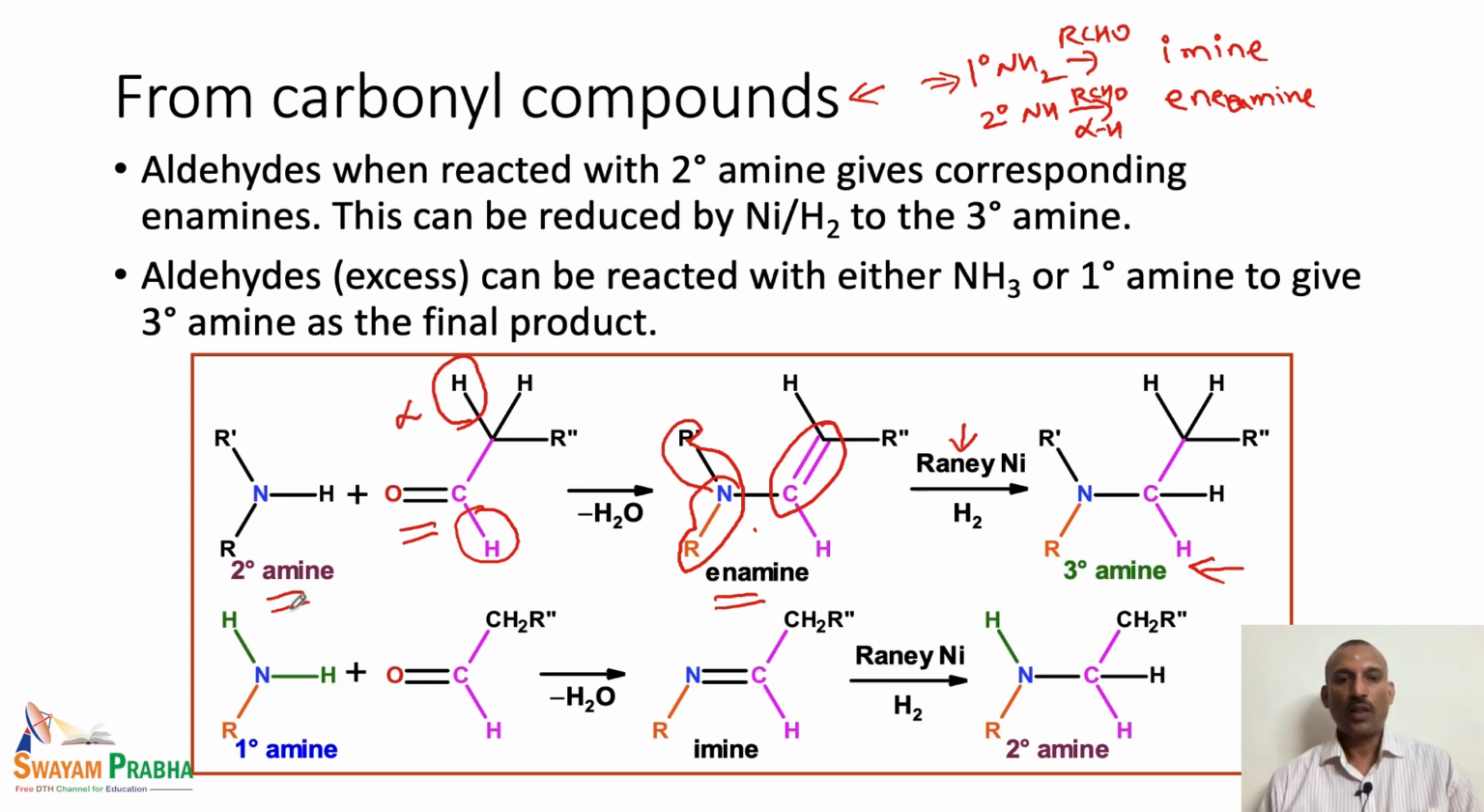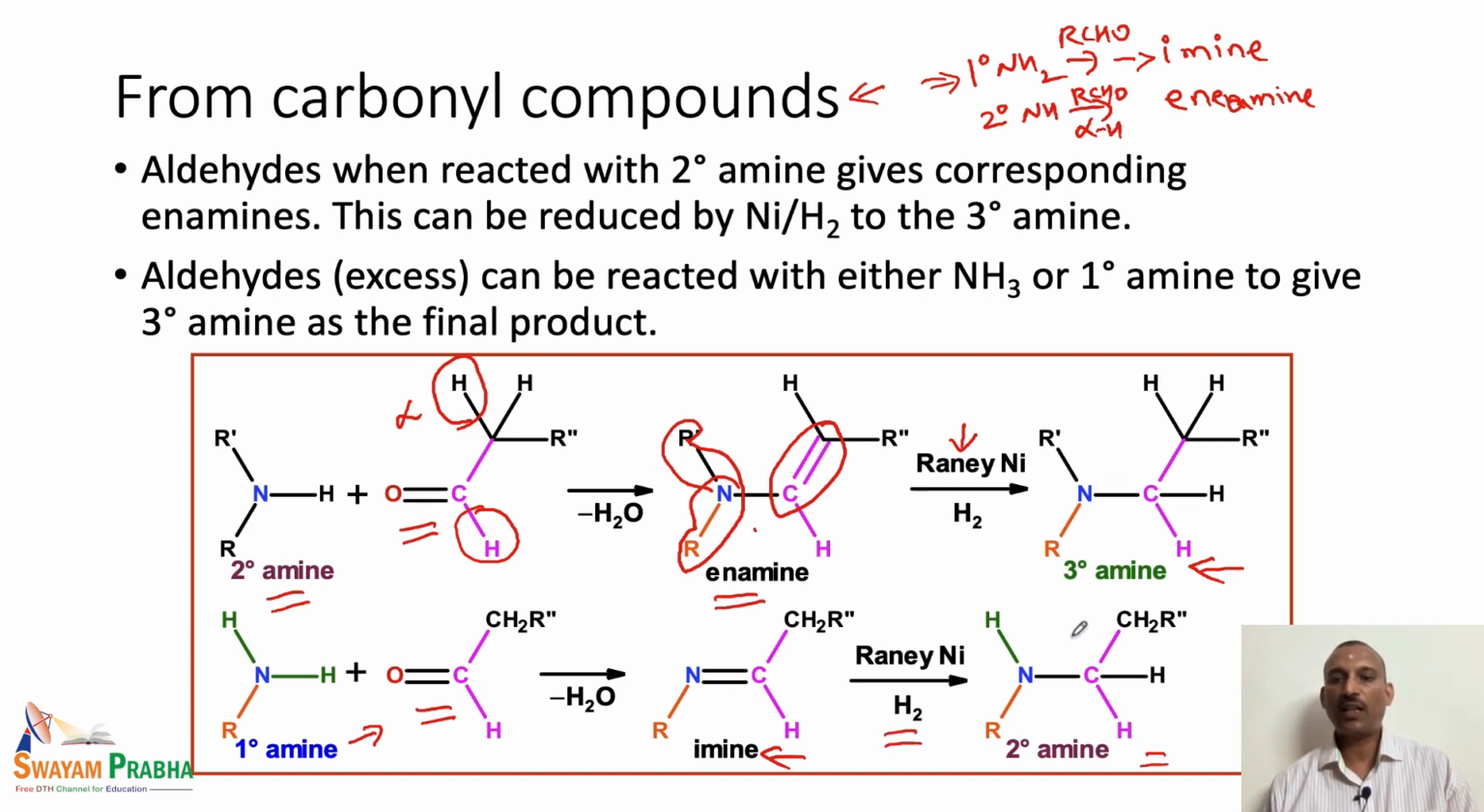Now, instead of secondary amine, we can also start from a primary amine to get the corresponding tertiary amine. So, how can we do that reaction? When we treat a primary amine with the corresponding carbonyl compound, as I have mentioned, the primary amine reacting with an aldehyde gives an imine derivative. This is the first intermediate that will be formed in this reaction. This imine on reduction using Raney nickel and hydrogen gives the secondary amine.